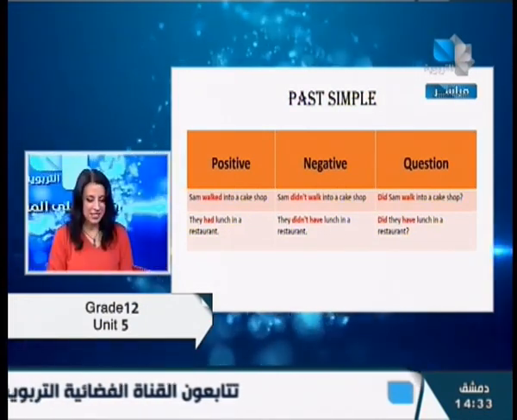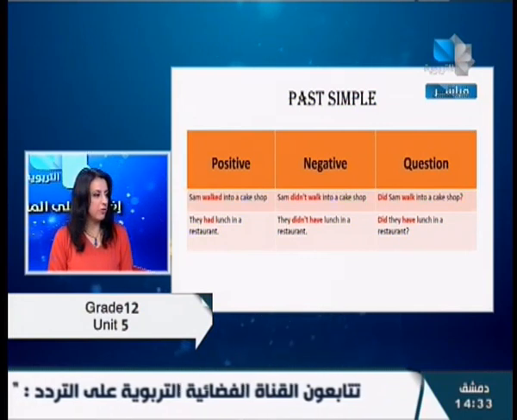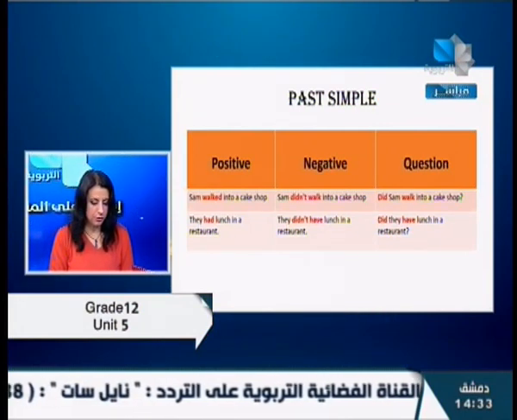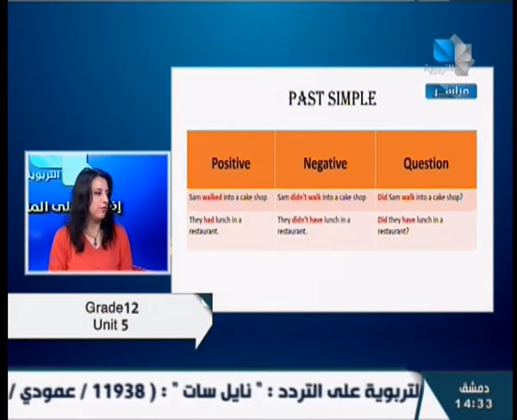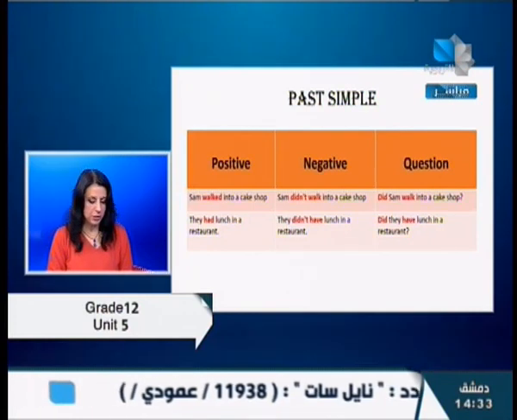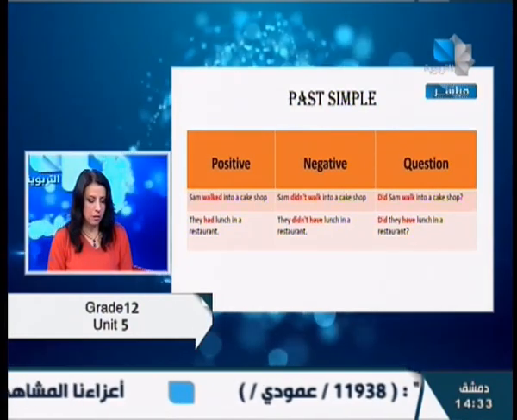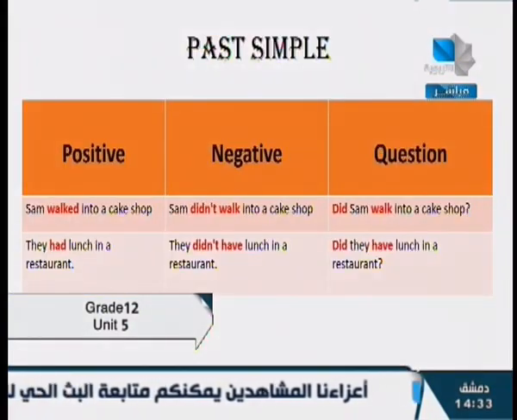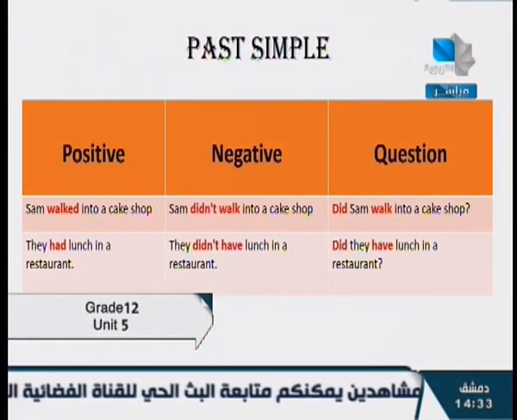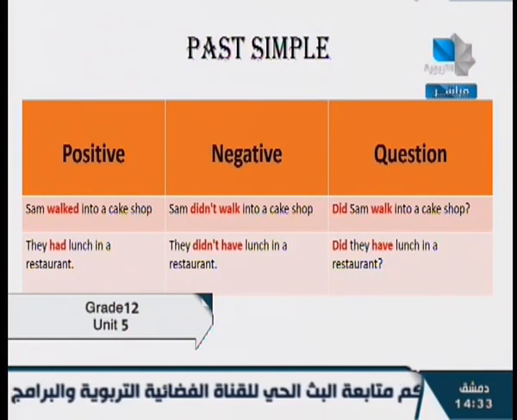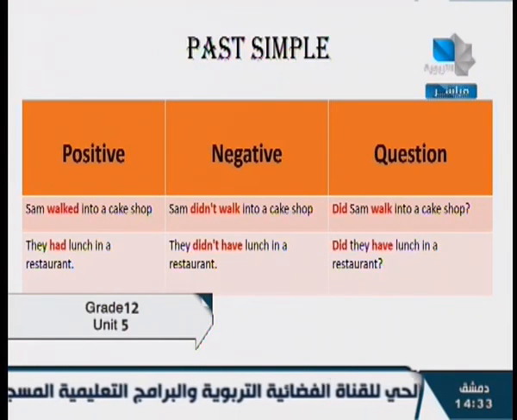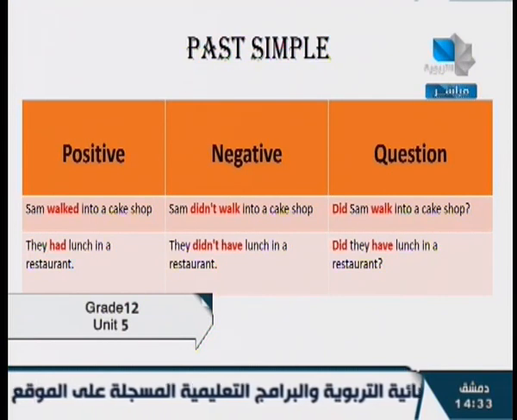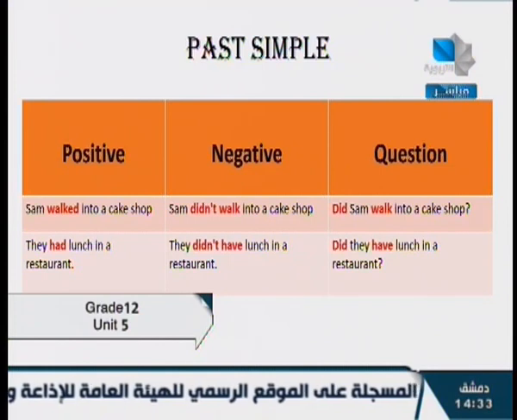Okay, let's start with the past simple. With the form of the past simple, we have the positive form, in which we use the second form of the verb. For example, in this positive sentence: Sam walked into a cake shop, or they had lunch in a restaurant. It makes no difference between pronouns, so it's the same. We have the second form. We can add ed, or it's irregular and we just need to memorize it. So we need to differentiate between regular and irregular verbs.